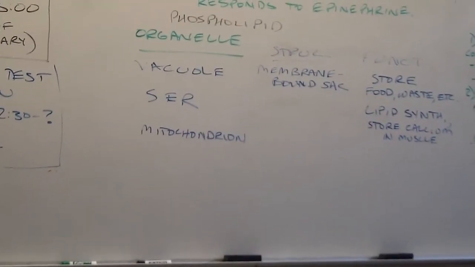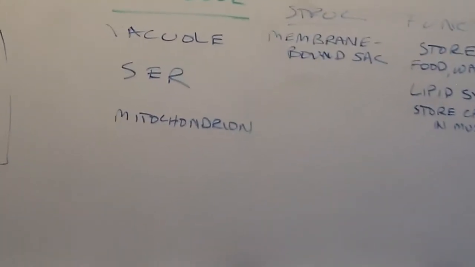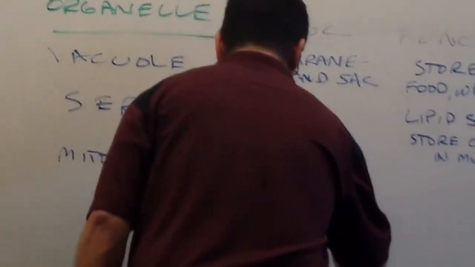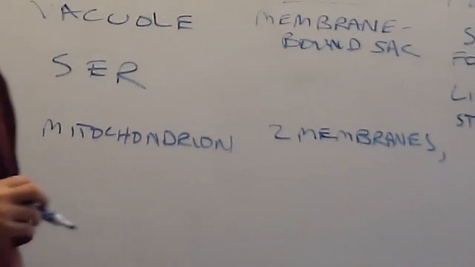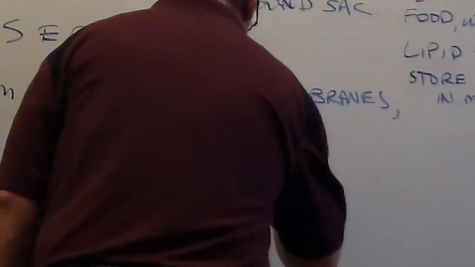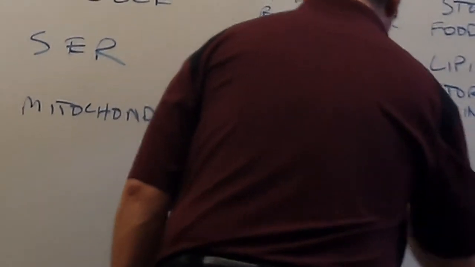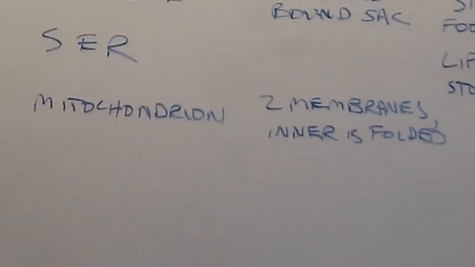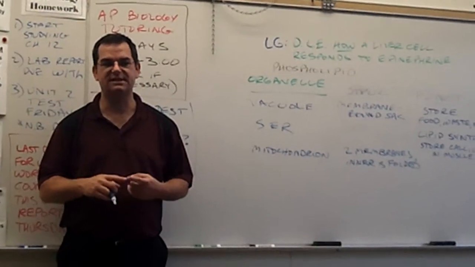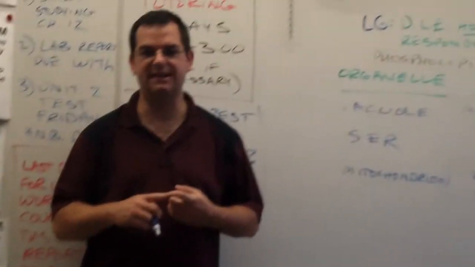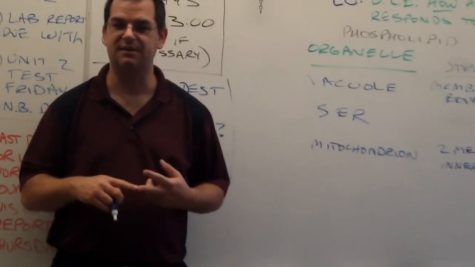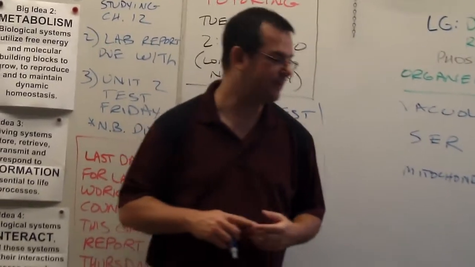Anything you know about the structure of mitochondria? Bean shaped. How many membranes? Two membranes. Whoa. Anything special about the inner membrane? The inner membrane is folded. Anything else you know structural about a mitochondrion? What's inside it that might have information? DNA. It's got DNA. What helps take that information to make proteins? It has ribosomes. Okay? Say all that.